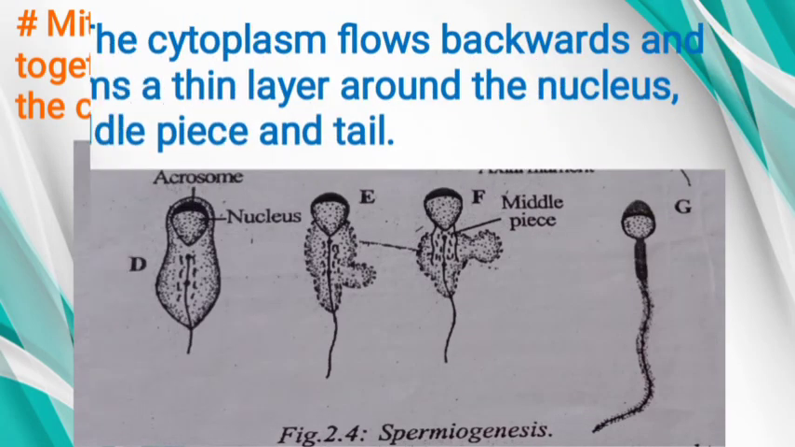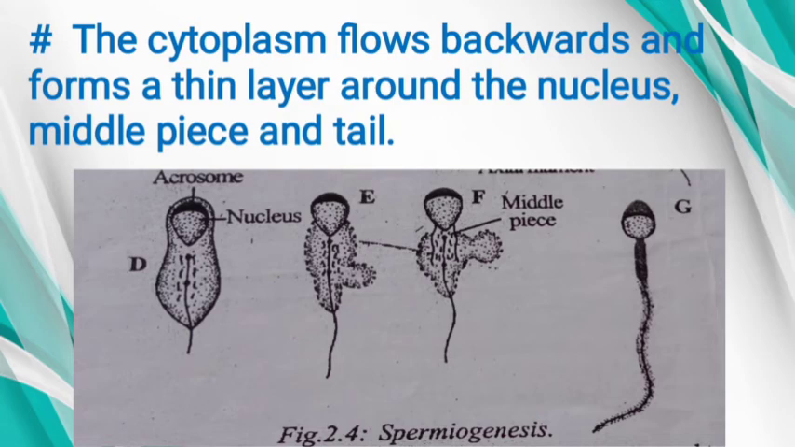Next, the cytoplasm flows backwards and forms a thin layer around the nucleus, middle piece and tail. Here we see the cytoplasm will move backwards, and it forms a thin layer around the nucleus. That is seen in the tail-like structure and the middle piece.